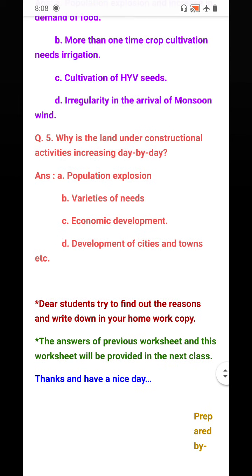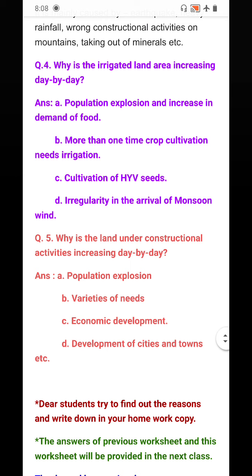So these are the questions and answers. Now I am providing the PDF file, your duty is to write them down and to check and rectify them.